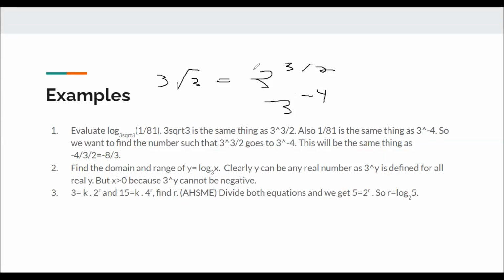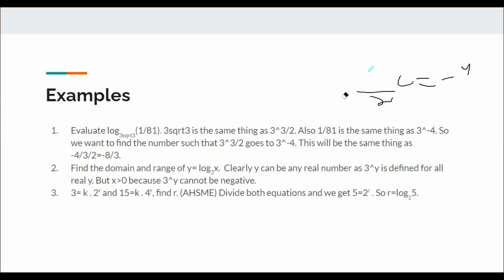If you take a power, we talked about this, a to the power b to the power c is a to the power bc. So you want to find out what c is such that 3 halves times c is equal to negative 4. And this is pretty straightforward. It's just going to be negative 8 by 3.